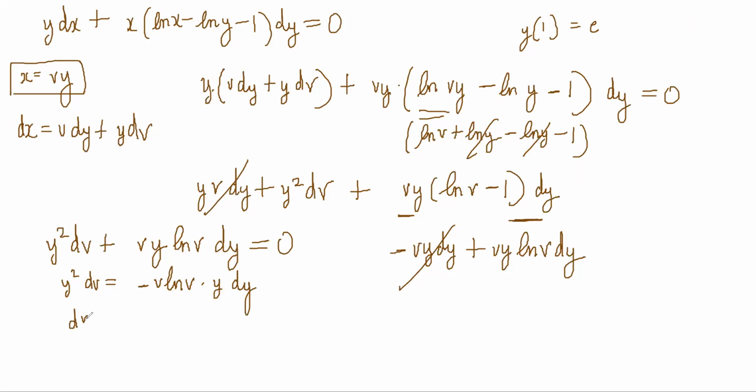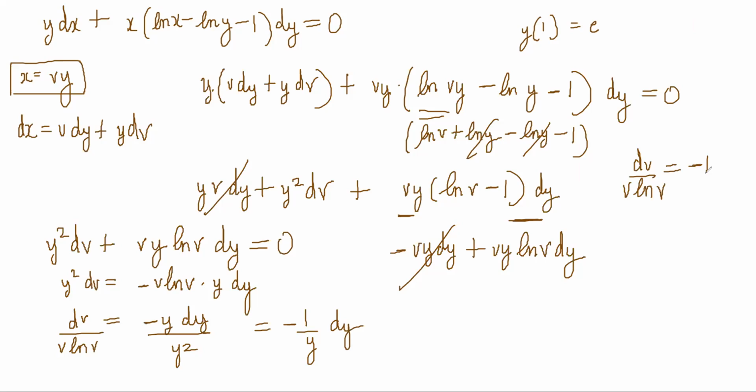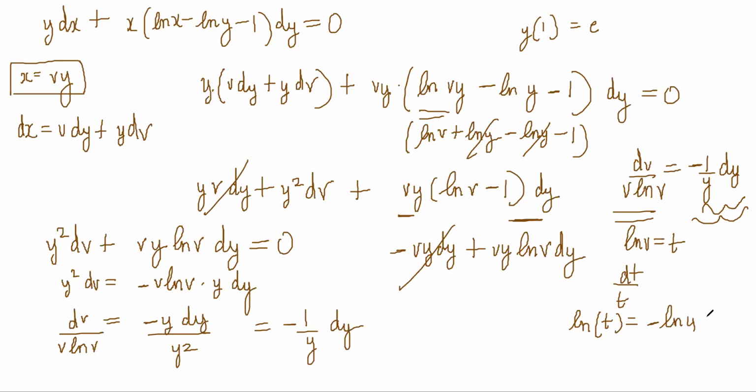So dv by v ln v is equal to minus y dy by y square, correct? So this is minus 1 by y dy and this is dv by v ln v. So we have dv by v ln v is equal to minus 1 by y dy. This part is obvious. We can put ln v as a substitution, ln v as t. So this becomes dt by t. So ln t is equal to minus ln y plus c, and t is equal to ln v.